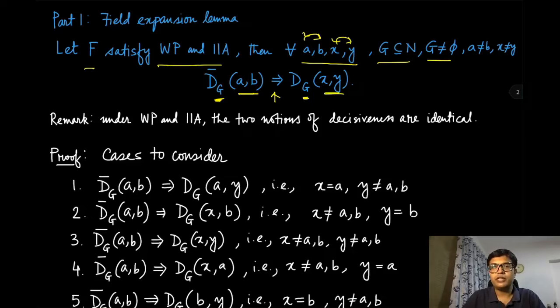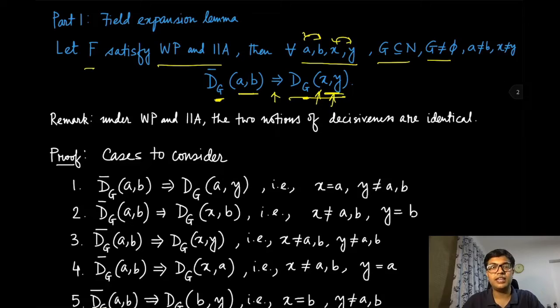We can immediately observe, as a byproduct of this field expansion lemma, that whenever we are talking about these two properties, weak Pareto and IIA, these two notions of decisiveness are identical, because we already know that if something is decisive, then it is almost decisive. Now this is saying the other way around: if you are almost decisive, then you should also be decisive, because x can take the value a and y can take the value b.